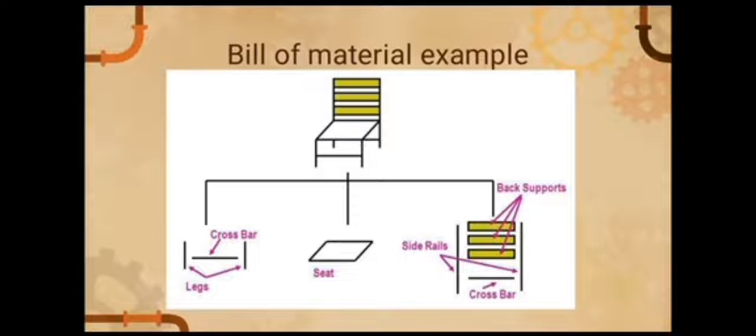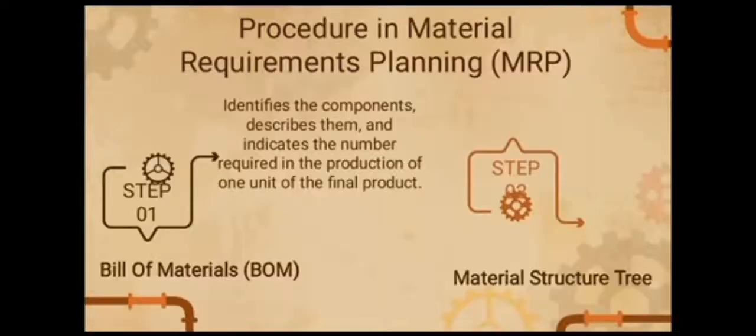So this is an example of a bill of material, no? And then the next step is the material structure tree. What is a material structure tree? A material structure tree is a visual representation of the breakdown of the number of materials needed for a certain product.